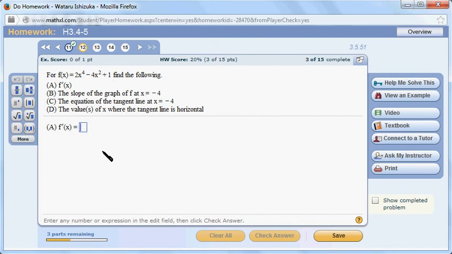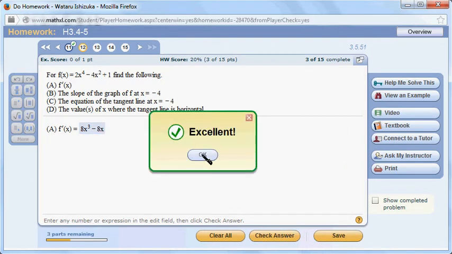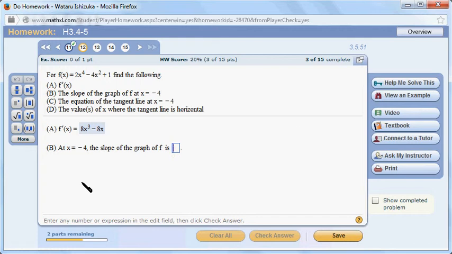So this is 8x cubed minus 8x. All right, let's check that. All right, so we got part A. So let's do part B.